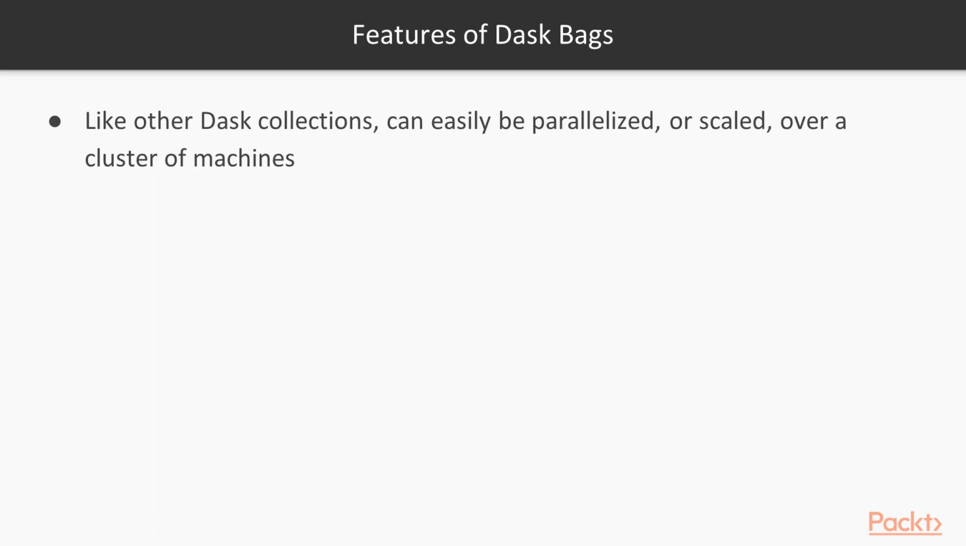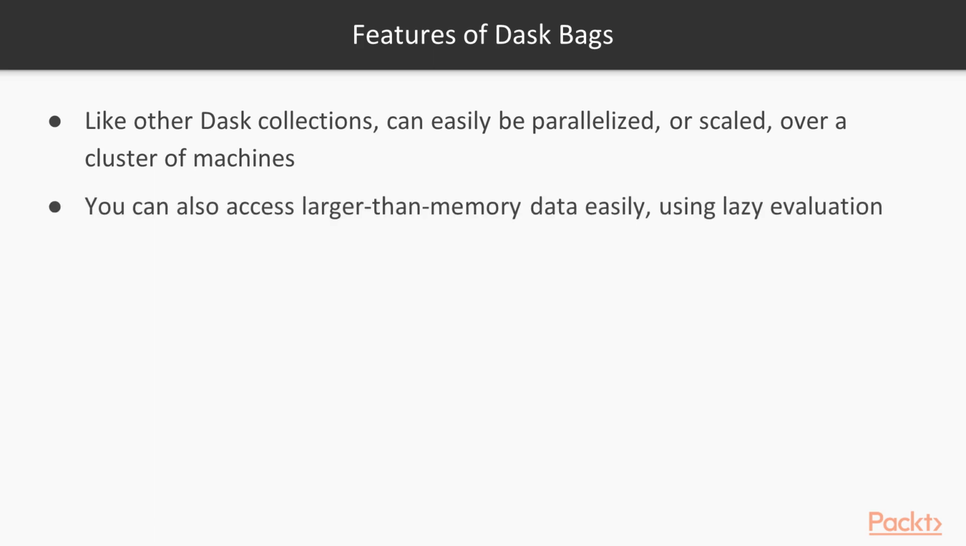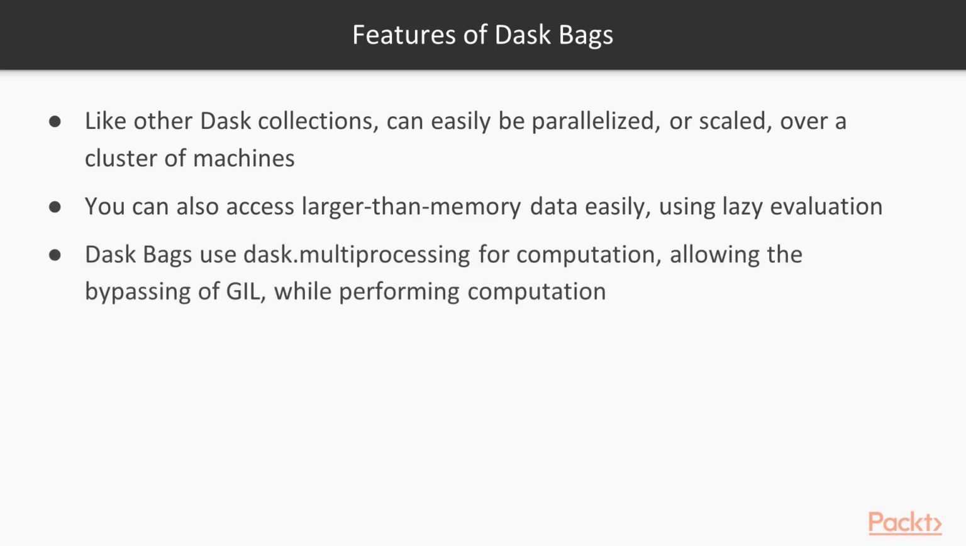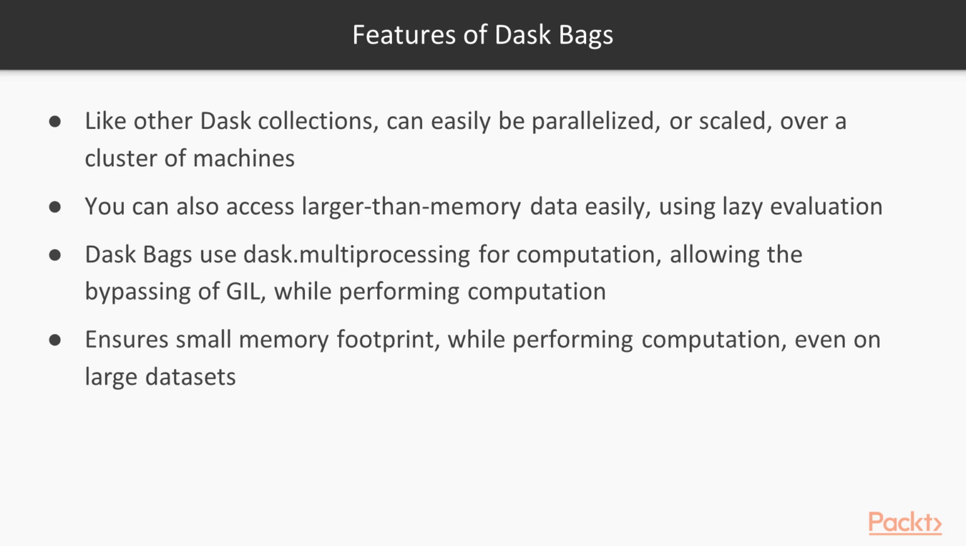Like other Dask collections, we can easily parallelize Dask bags or even scale them over a cluster of machines. Also, you can use Dask bags to access larger than memory data easily using lazy evaluation. Dask bags also use Dask multiprocessing for computation, which allows them to bypass the global interpreter lock while performing computation. Also, they are optimized to ensure a small memory footprint even when performing computation on large datasets. These features are pretty much common with the features of Dask arrays and Dask data frames, which we have discussed in the previous sections.